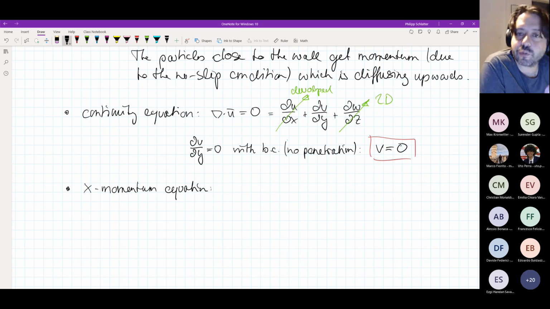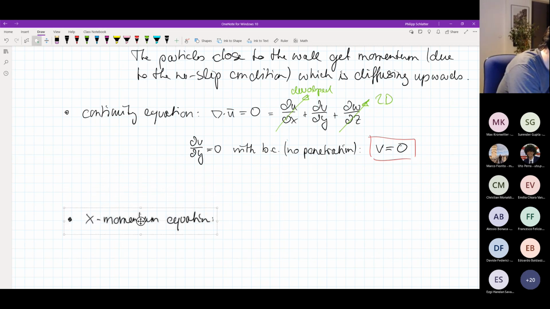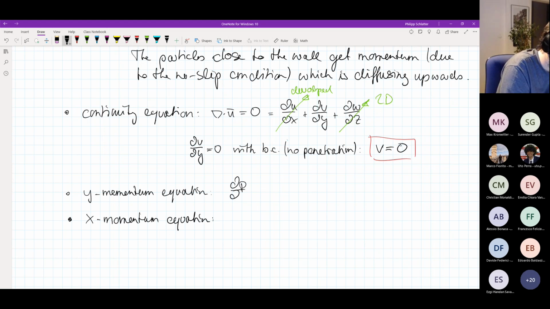Actually, I could look at the y momentum equations. Maybe I can write that down just for completeness. Let's just do that. The y momentum equation. Well, what would the y momentum equation give? It would just give me dp/dy being 0. That's it, because v is 0, so all the other terms essentially disappear.